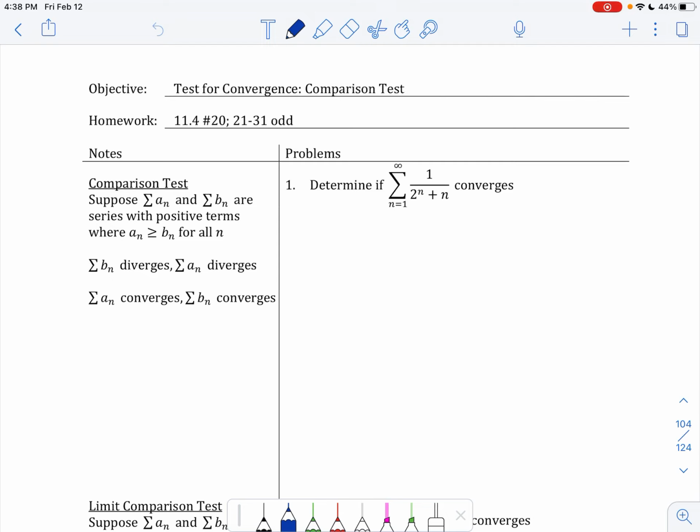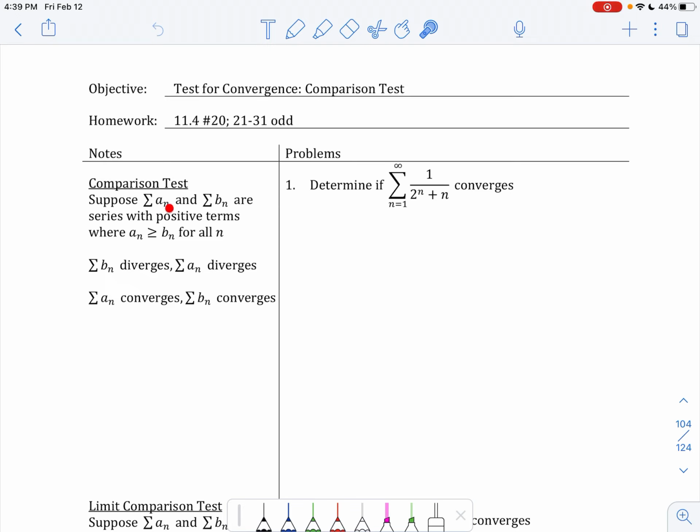So here we're looking at some series. Determine if the series of 1 over 2 to the n plus n converges. And so what I would hope that this makes you think is, one, I don't want to use the integral test because integrating this is not going to be cute. I can't use partial fractions for it. It's not like an inverse trig function, which sometimes we want to think about with 1 over fractions. But what we can use is what's called the comparison test.